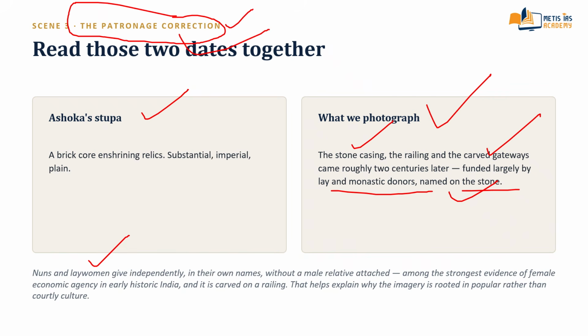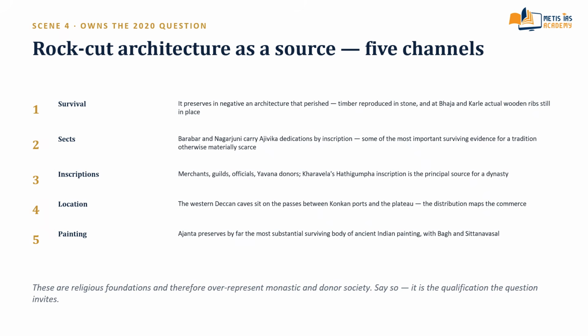Then we are moving to the next scene, that is, why rock cut is a source. Here is the 2020 question that asked a 10 marker question, 150 words. What is that question? The rock cut architecture represents one of the most important sources of our knowledge of early Indian art and history, discuss. So you have to read that question again.